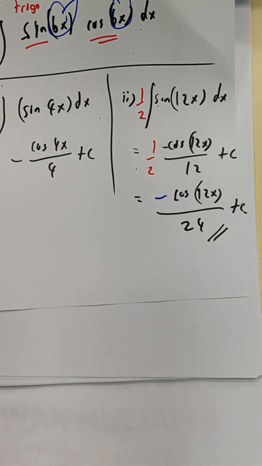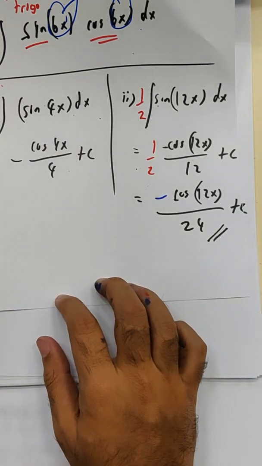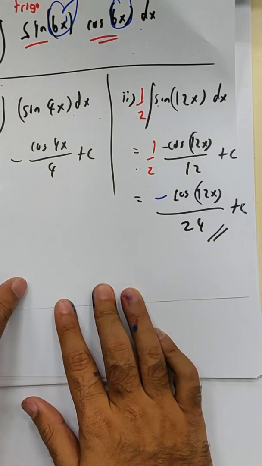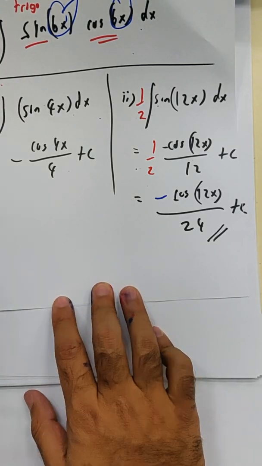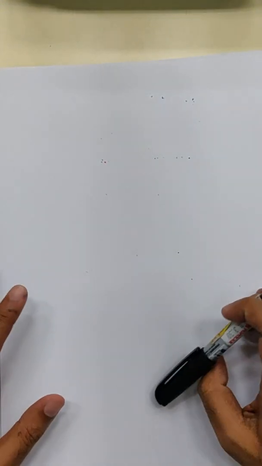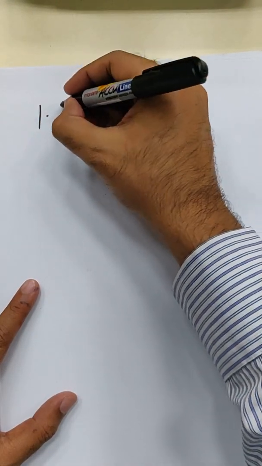Cos 12x over 24 plus c. Oopsie. Are you okay? Things look good. So now for some extra exercise questions. Are you okay? Can you move on? Now, what about this?